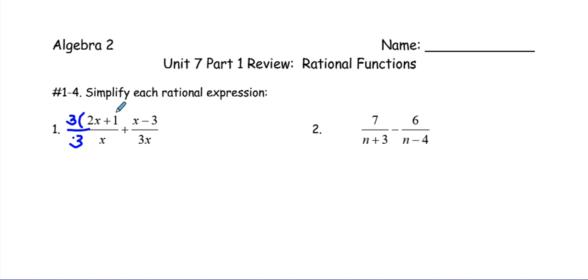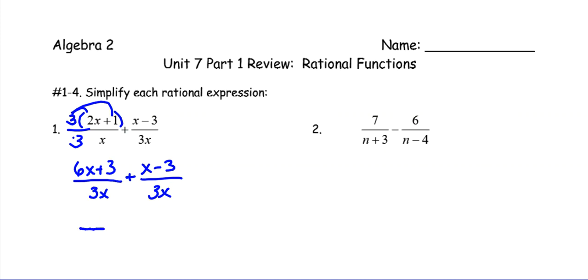On the numerator, you want to be sure to distribute the 3 to the 2x and to the 1. So you get 6x plus 3. And your denominator becomes 3x, so you have a common denominator. Now you can put these two expressions into one fraction, and your denominator will be 3x. In the numerator, you want to combine like terms. So 6x plus 1x makes 7x. And 3 minus 3 is 0, so I don't need to write that part.